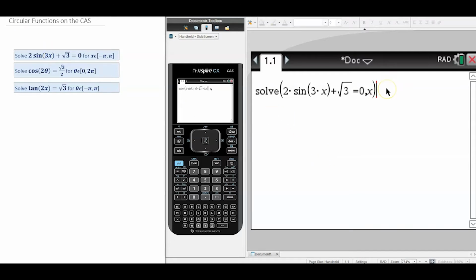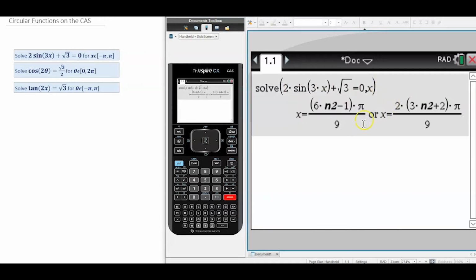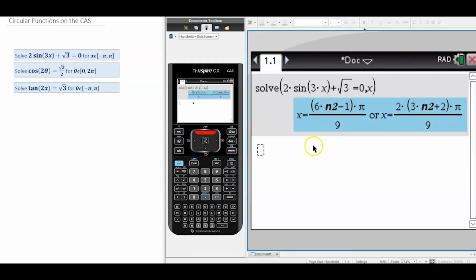So here I've typed out my solve. I've typed out my equation as I can see it, which is perfect. And if I press enter, I get a bit of a strange result. So these N2 or N1 values, this is actually the general solution for these circular functions. So when N2 is 0, 1, 2, 3, we would get different solutions for these X values.